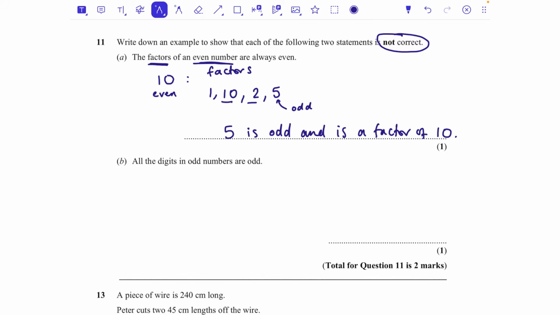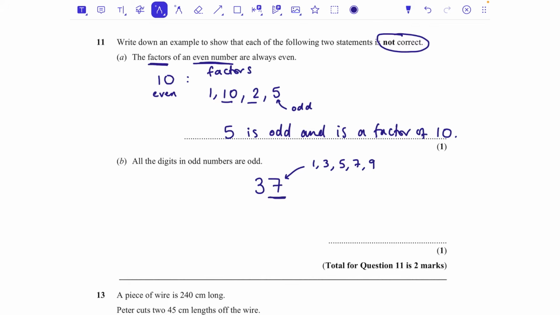And then what about part B? It says all of the digits in an odd number are odd. So let's take the number 37. 37 is an odd number because it ends in a 1, a 3, a 5, a 7 or a 9. So remember, if it ends in a 2, 4, 6, 8 or 0, then it's even. But if it ends in a 1, 3, 5, 7 or 9, it's going to be odd.